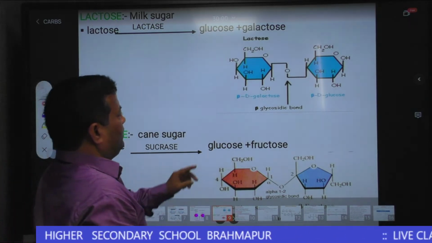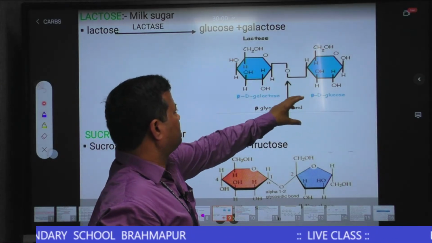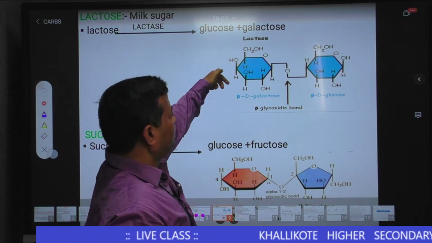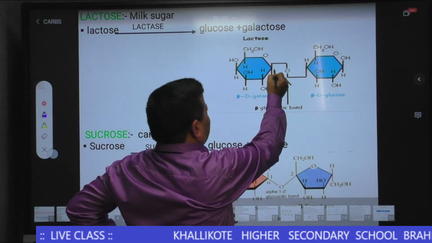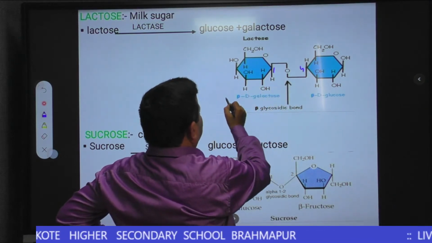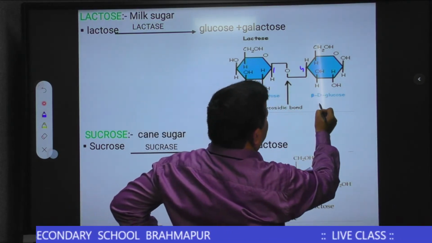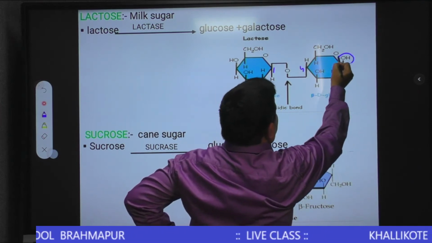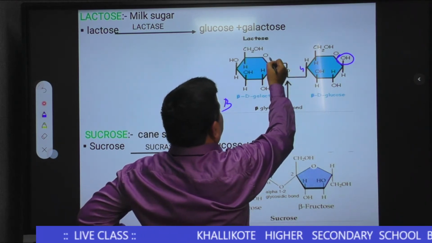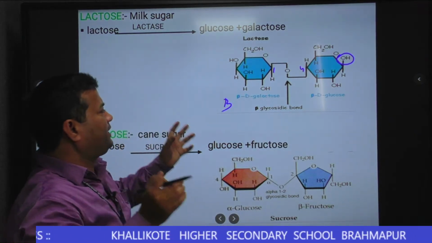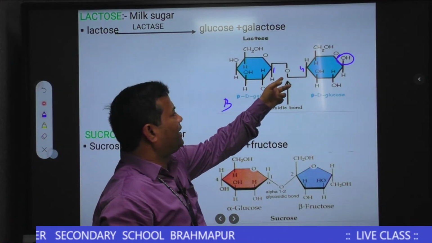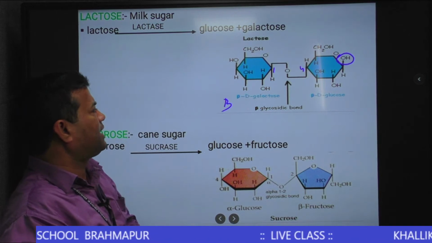Here, galactose and glucose. Here the fourth carbon atom's OH is located at the above position and a hydrogen at the below position. So this is the first position, this is the fourth position, 1 and 4. This is also called beta galactose, this is also called beta glucose. Here OH is located at the above position, here also OH is located at the above position. So these are two beta forms of galactose and glucose. Here the bond is a beta 1,4 glycosidic bond or glycosidic linkage.